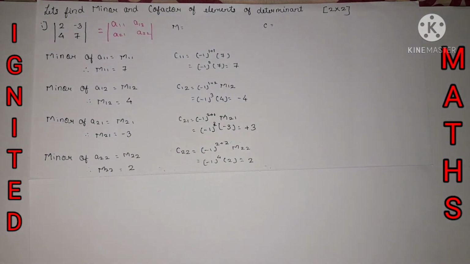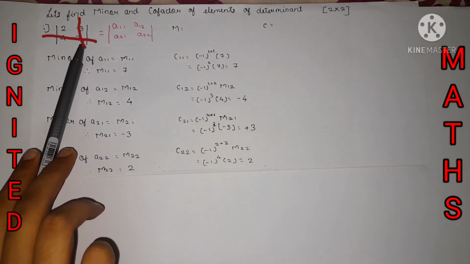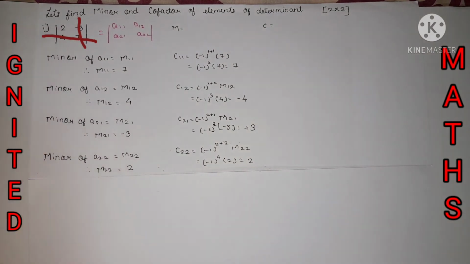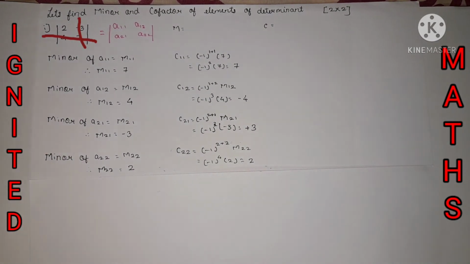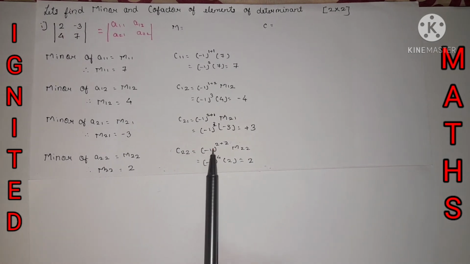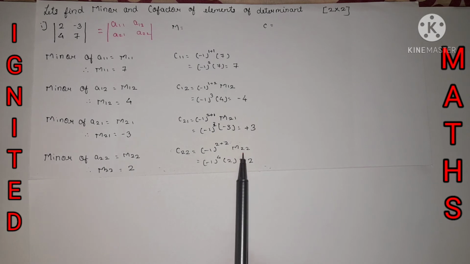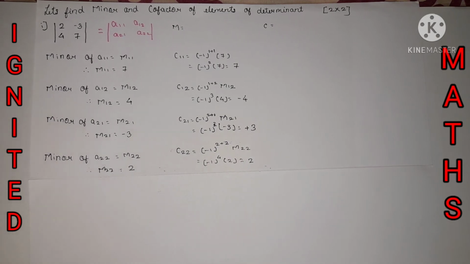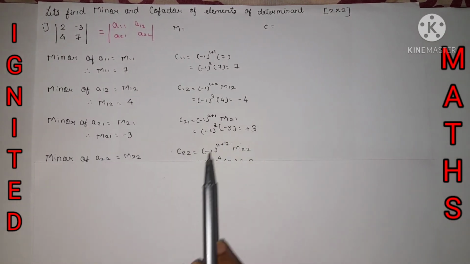Now one more element, minor of a22 element over here, so it's nothing but 7. So we need to hide the respective row and respective column in which the 7 is present. If we hide it, we will get the term as 2, and we need to find the cofactor of 2. Okay, the minus 1 raised to 2 plus 2 into m of 22. So if we do the calculation, we will get the answer as 2. Completed with finding the minor and cofactor elements.